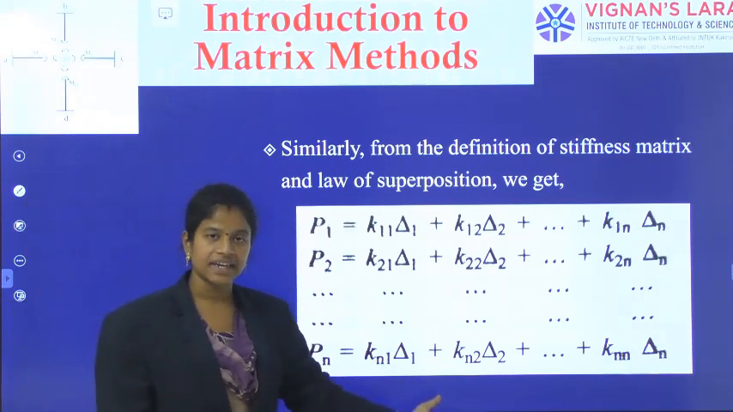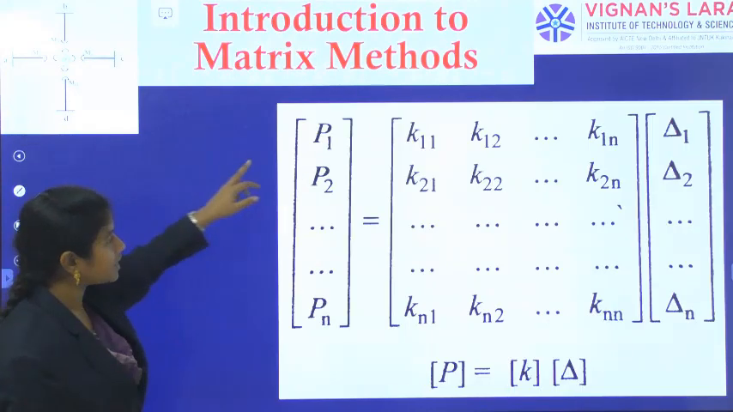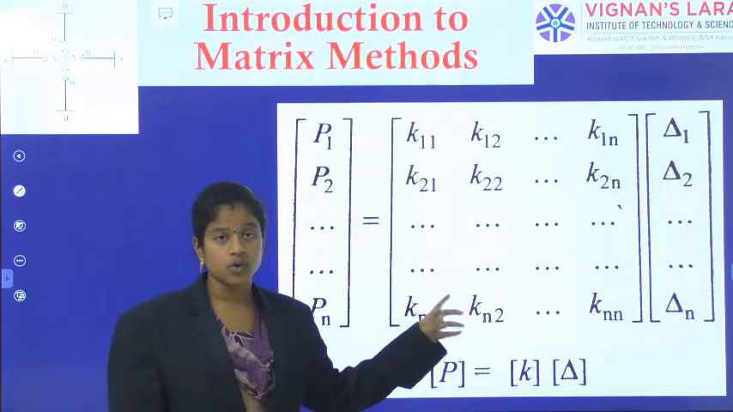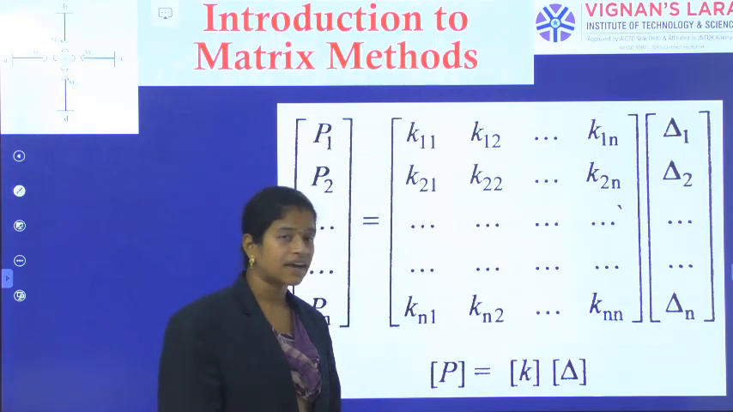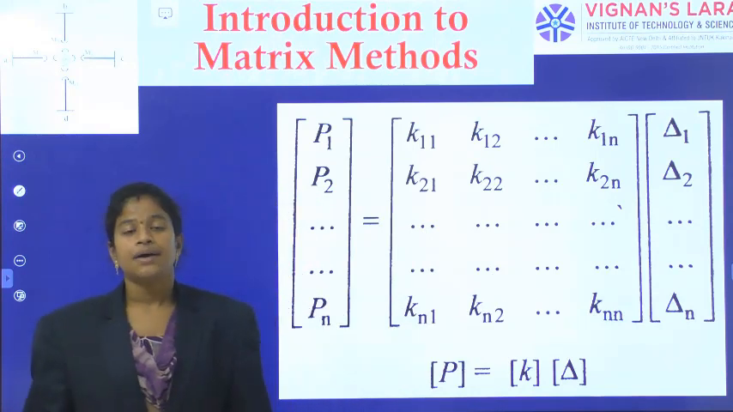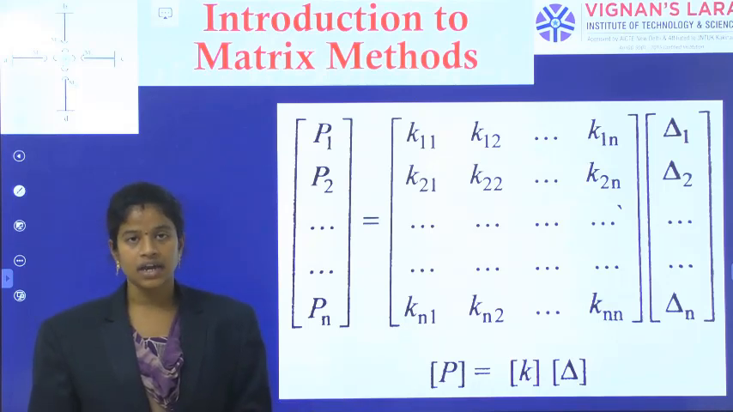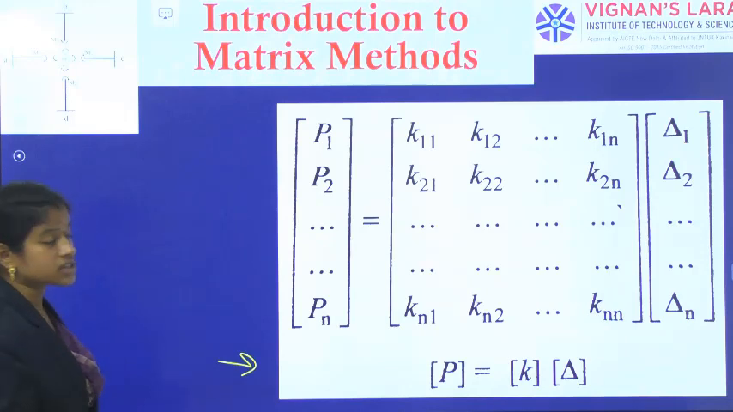In this way, we are indicating, and then again like the previous, I am separating and I can indicate P1, P2, P3 and so on, K11, K12, K1n and so on, and K21, K22 and so on, K2n, and finally I am indicating it as force matrix, stiffness matrix and delta matrix. Okay, this is from the stiffness matrix concept.